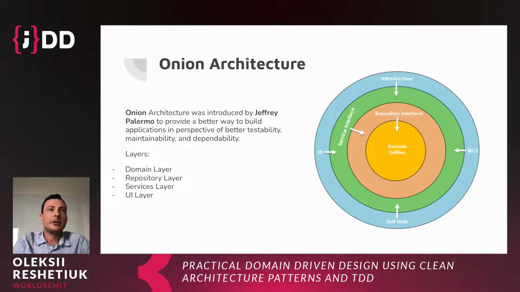Okay, onion architecture was introduced by Jeffrey Palermo to provide a better way to build applications in terms of testability, maintainability, and dependability. This pattern implies splitting the software into four basic layers: the domain layer, repository layer, service layer, and UI layer. So that it develops a loosely coupled application.